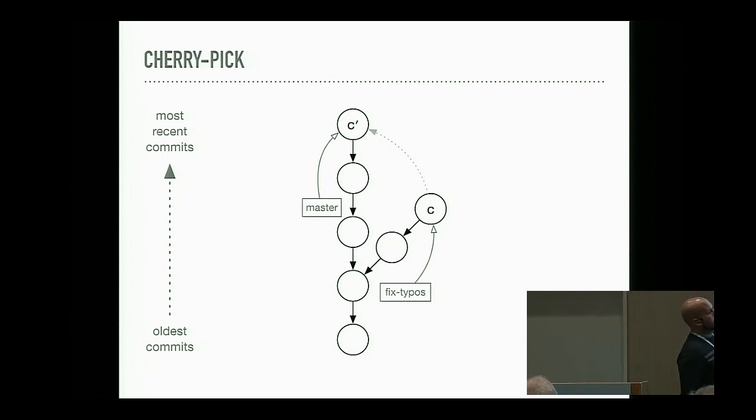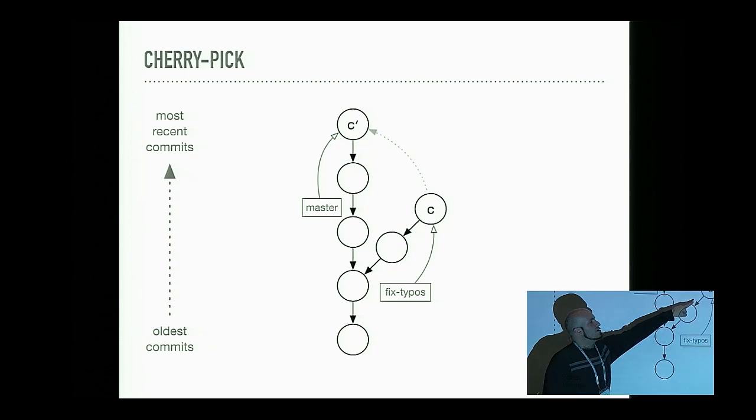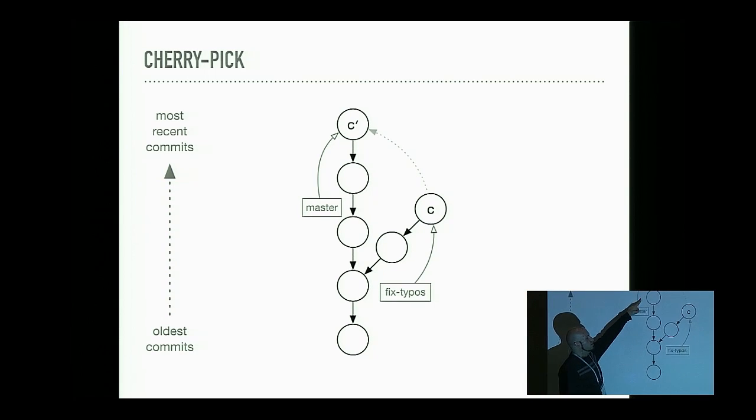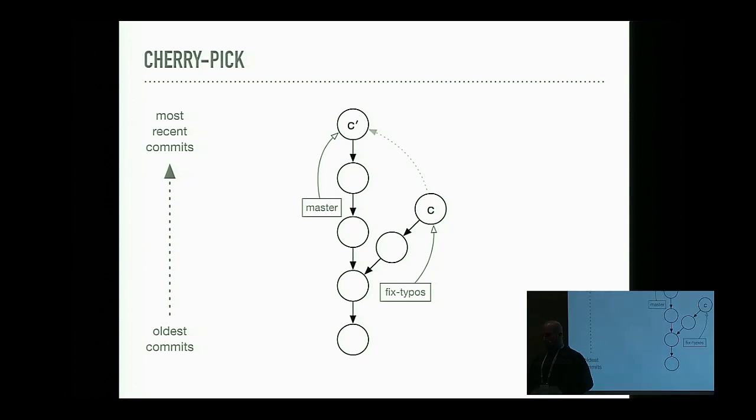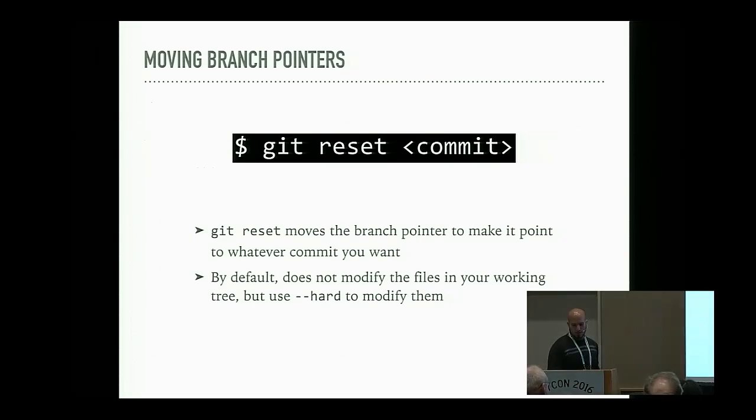In this case, I have copied this commit over to here, but I haven't actually removed this commit. The commit's still there. So I probably want to use reset to change this pointer to point to this commit instead of pointing to this commit. So we can do that with git reset.